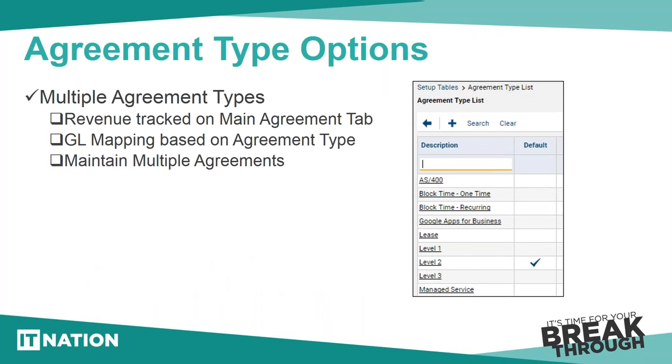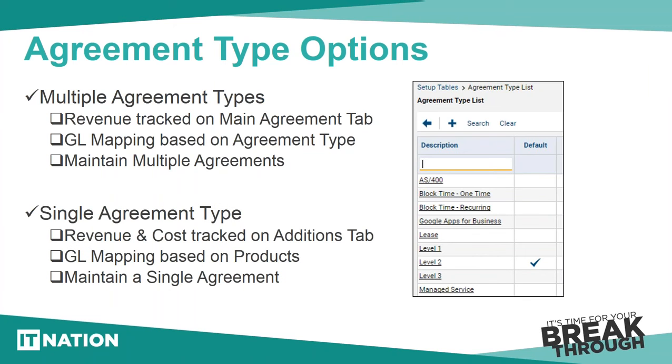From an agreement type option, typically ConnectWise will recommend that we have multiple agreements set up, multiple agreement types per client, which allows you to track the revenue on the main agreement tab. The GL mapping is based on the agreement type, and then you would be maintaining multiple agreements for one client. Alternately, if you choose to have a single agreement type, your revenue and cost will typically be tracked on the additions tab. The GL mapping would be based on the products, and then you would maintain a single agreement for each client.